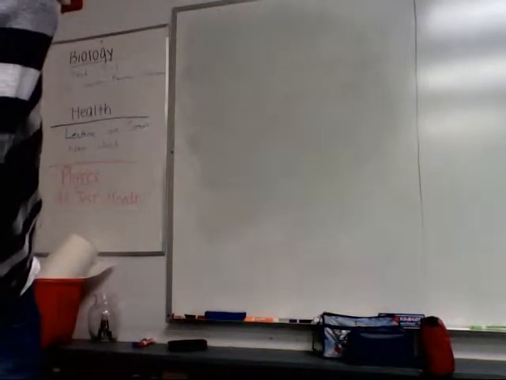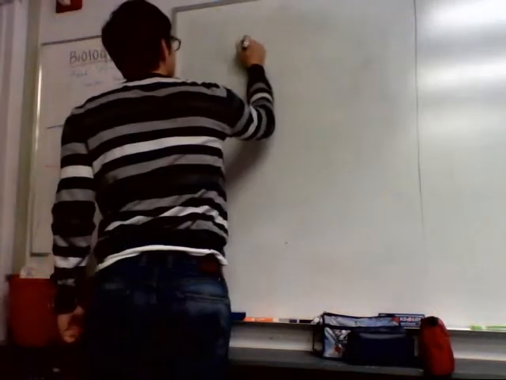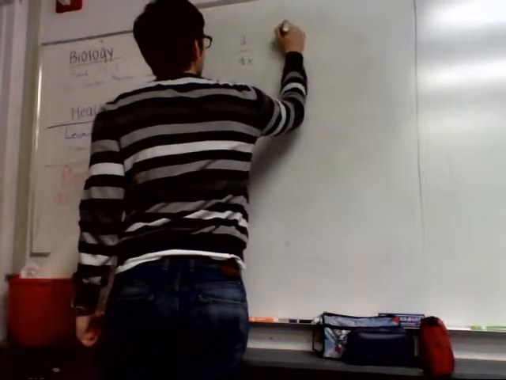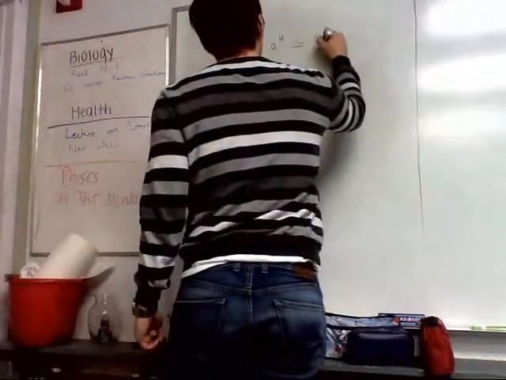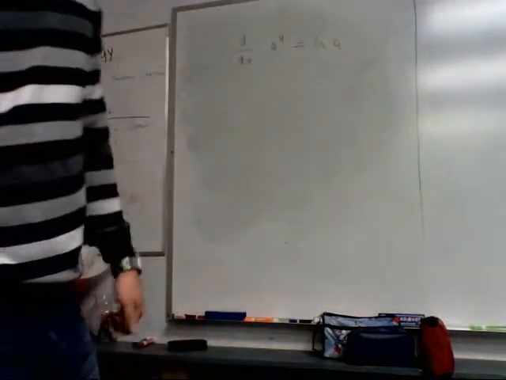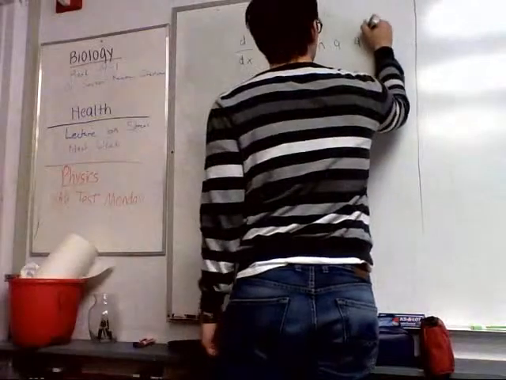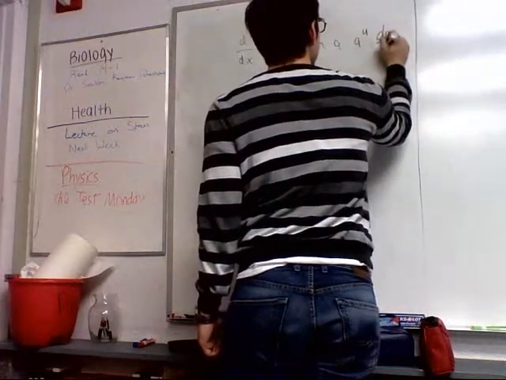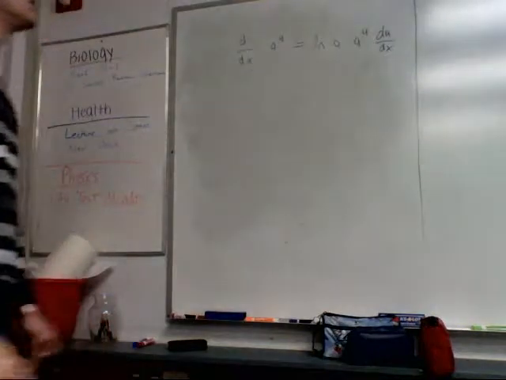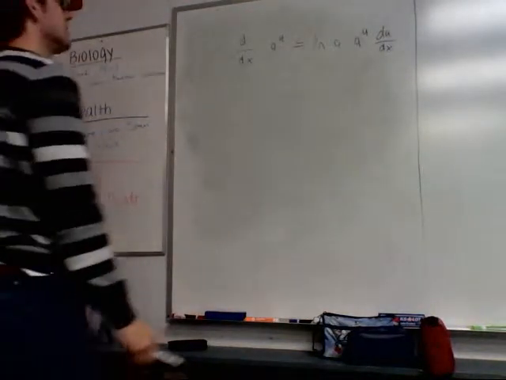Okay, let's do derivatives real quick. They talk about all these different kinds of functions. I'm going to go through 2 and 4 because they're applicable. d by dx of a to the u is equal to ln a times a to the u times du by dx. So that's that derivative.